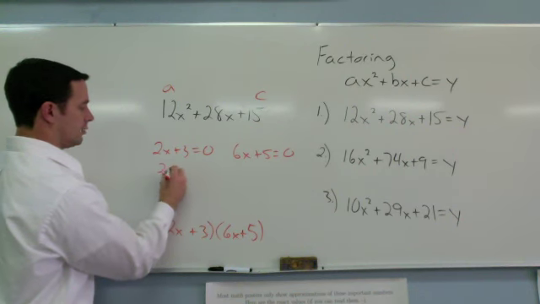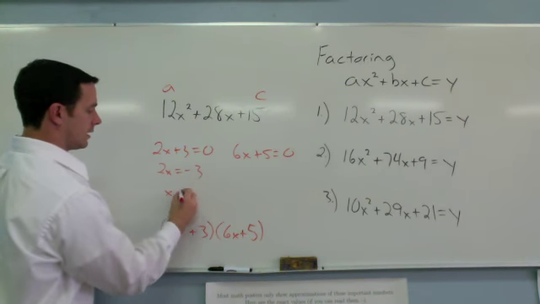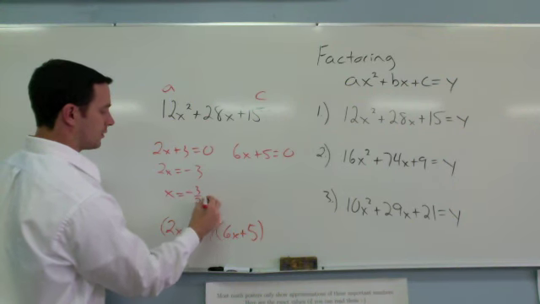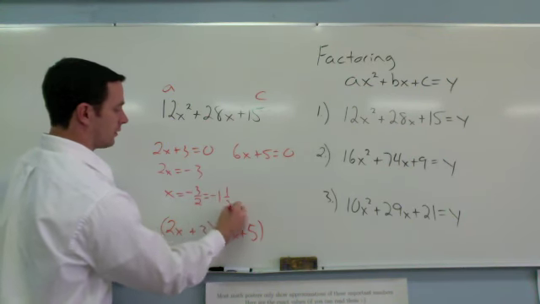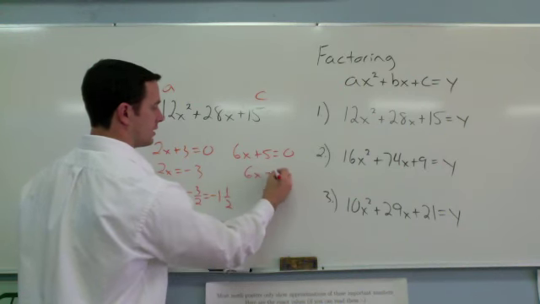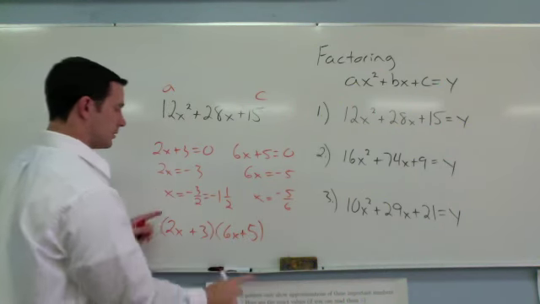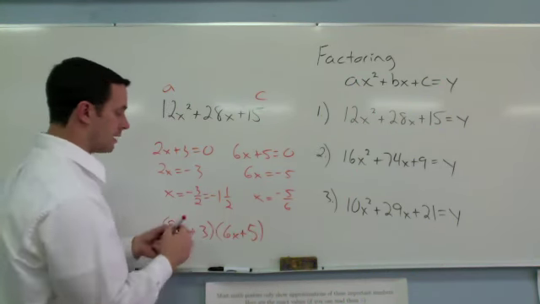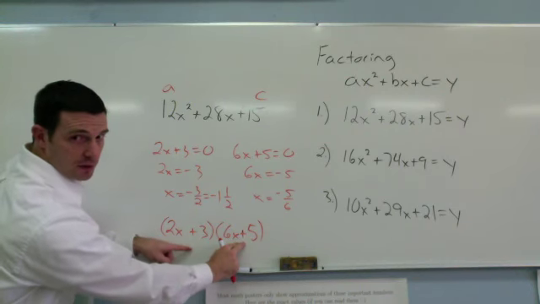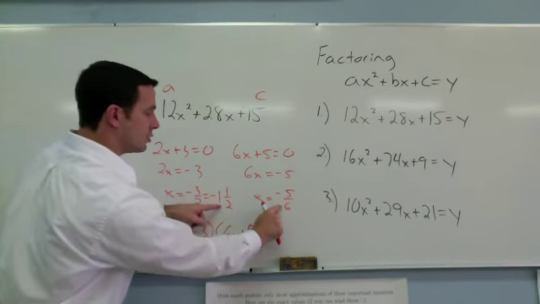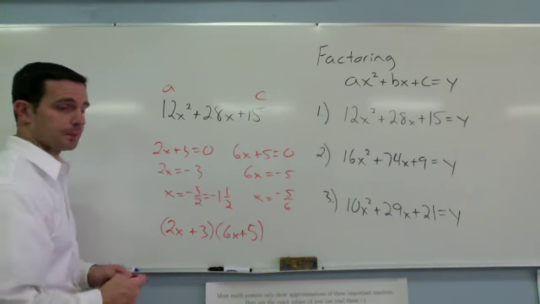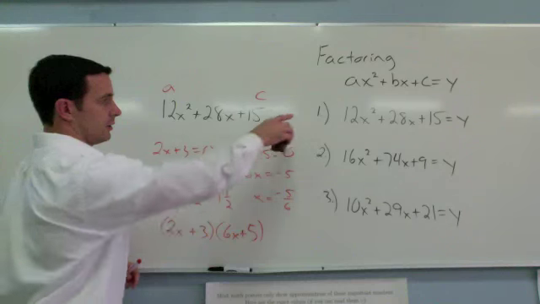This gives me 2x equal to negative 3, x equals negative 3 over 2, which is negative 1 and a half. This gives me 6x equal to negative 5, x equals negative 5 over 6. So there are my two solutions. So again, these are the factors for the quadratic. These are the solutions for the quadratic. Let's go ahead and do the second one.